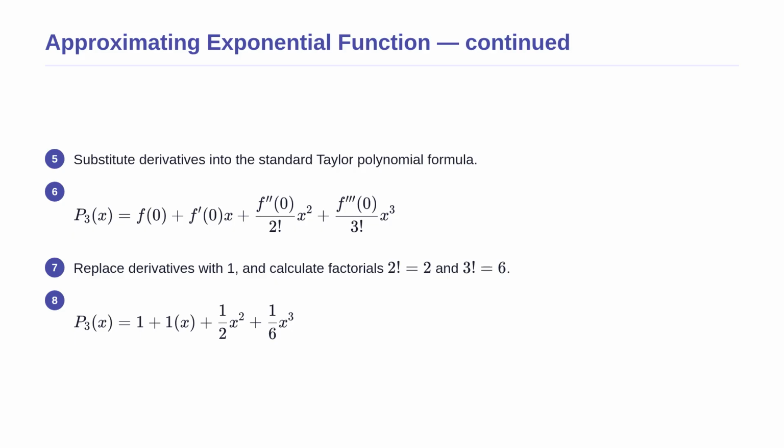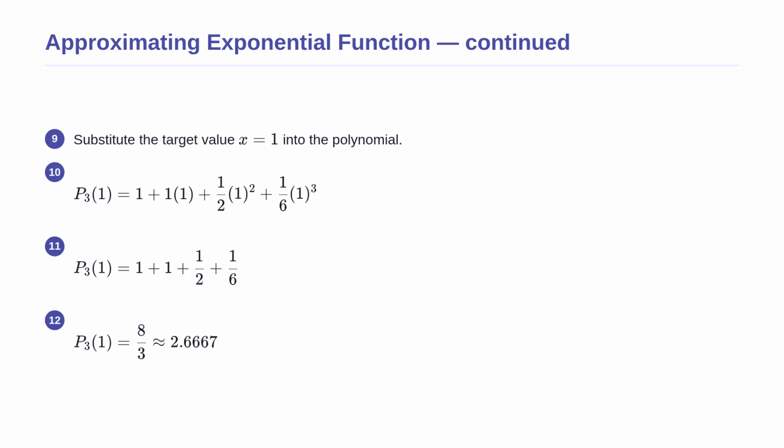This simple equation mimics the behavior of the complex exponential curve near 0, using only basic arithmetic operations that any computer can easily process. Now that we have our polynomial, let us plug in our target value. By substituting x equals 1 into our equation, we get a simple sum of fractions, 1 plus 1 plus 1/2 plus 1/6. Adding these together gives us 8/3, which is approximately 2.6667. Our polynomial approximation tells us that e to the power of 1 is roughly 2.6667. We know the true value is about 2.718, so our guess is fairly close, but it is clearly not perfect.